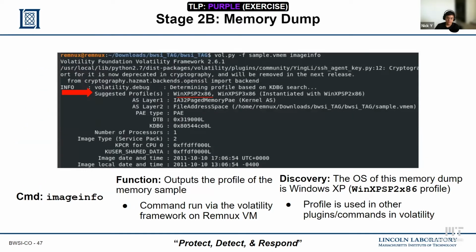The first step in analyzing a memory dump is to identify the profile because different OSs store information differently. So we need to know the profile to perform further analysis on the sample. We do that using the imageinfo command. And as you can see in the image, the profile for our memory sample is Windows XP SP2 32-bit.